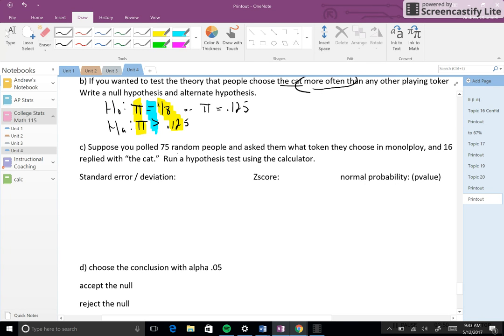So C, suppose you polled 75 random people and asked them what token they would choose in Monopoly. 16 replied with the cat. So we're going to find out, is that weird? Or how far away is that from our predicted 1/8? So start by actually finding the percent that chose the cat. That's a p hat. And that would be 16 out of 75, which is, I believe, 21%. So we'll use this in a second, but it's good to write to the side.